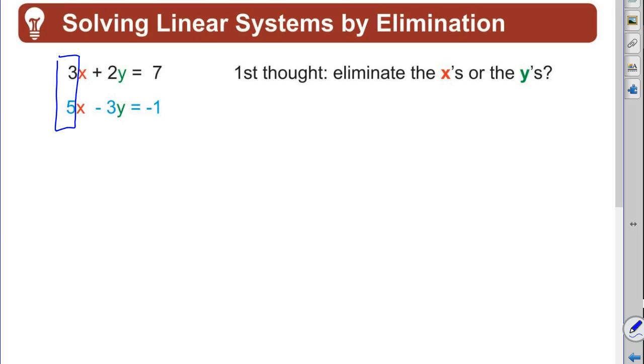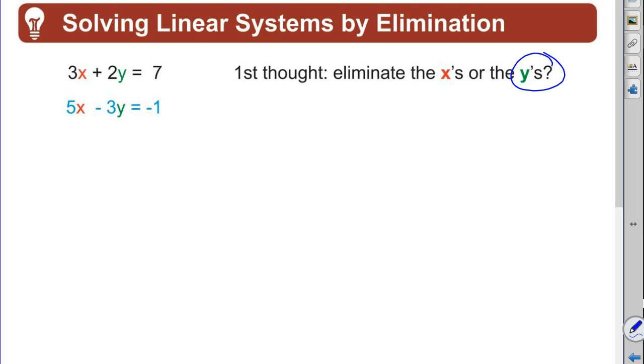So the x's have a 3 and a 5. You need to get them to be equal and opposite. The y's are a 2 and a negative 3. Again, you got to get them to be equal and opposite. And so I don't know that there's a big difference, but my choice is going to be to eliminate the y's. One's already positive, the other's already negative, and 2 and 3 are smaller numbers.